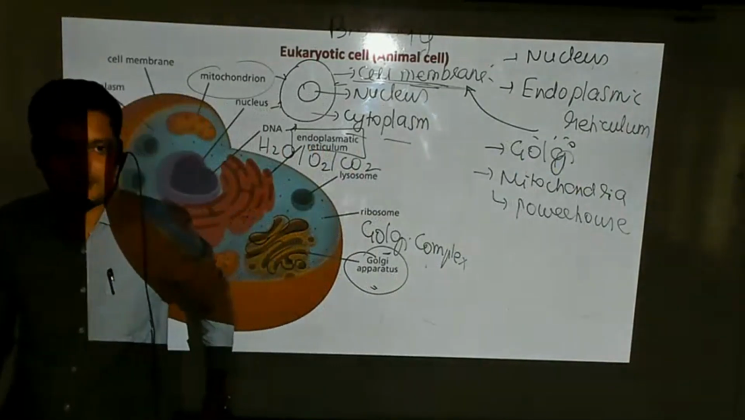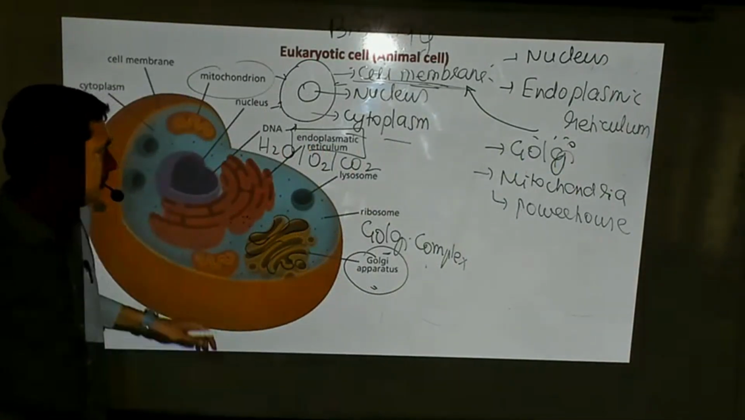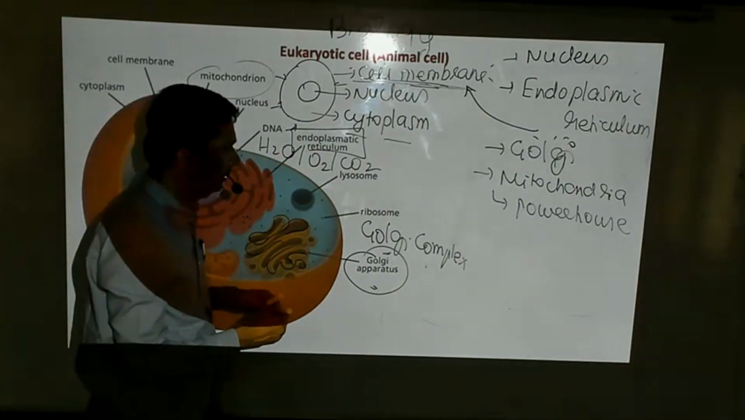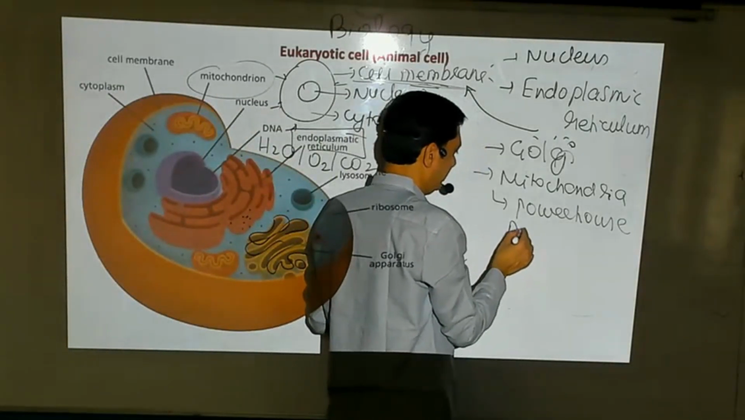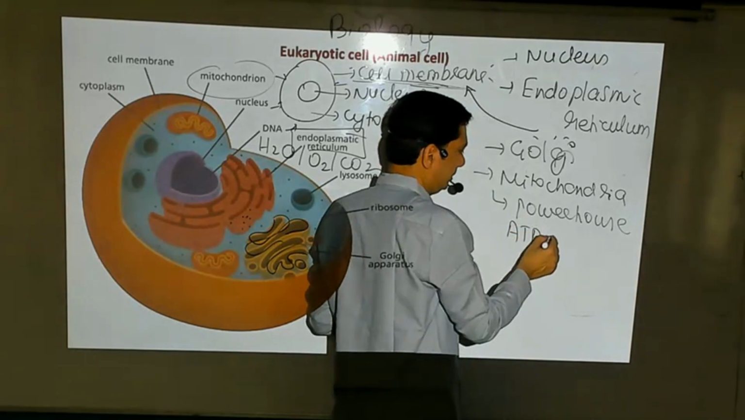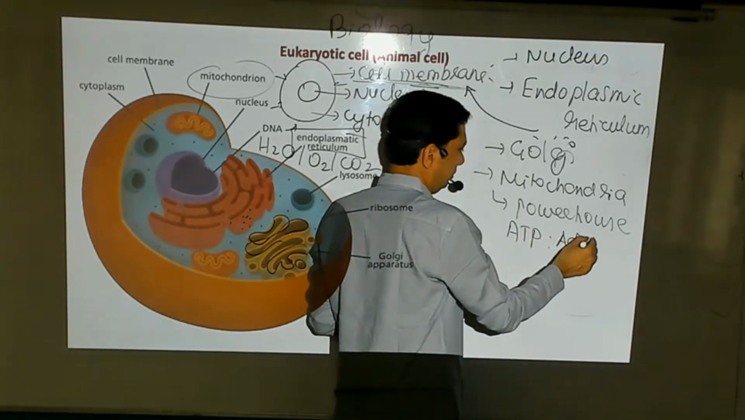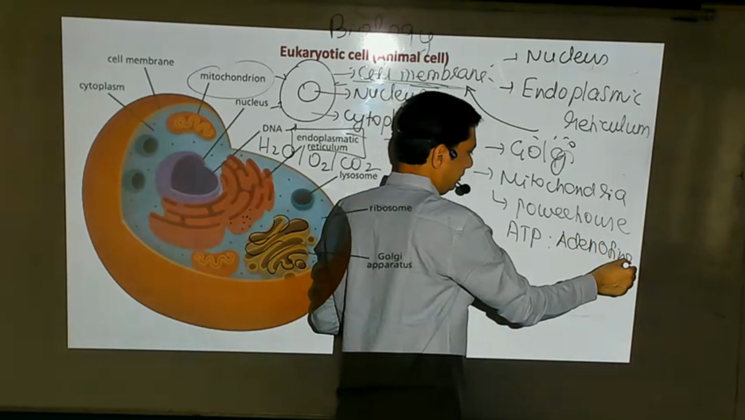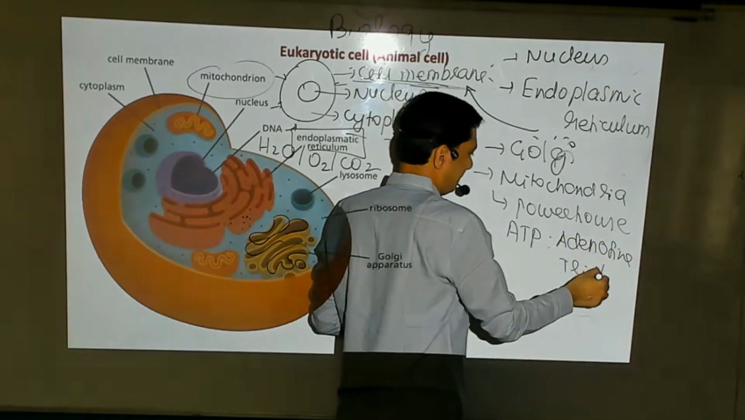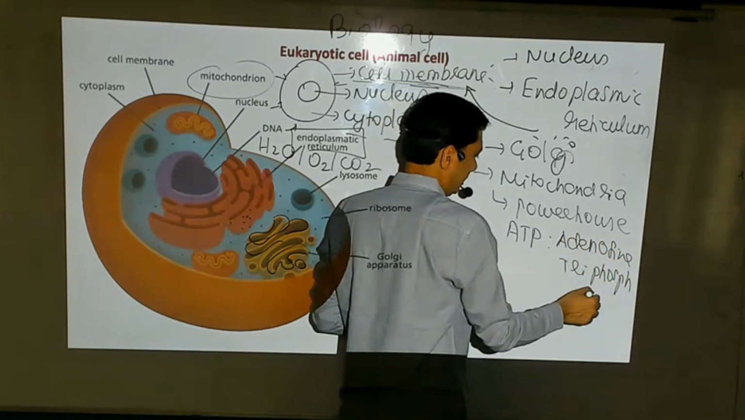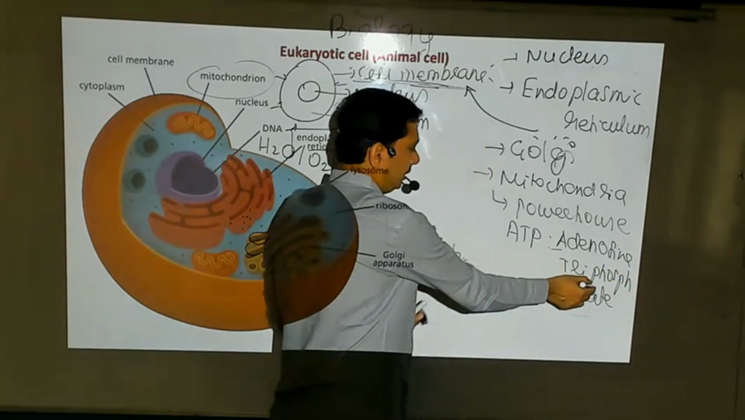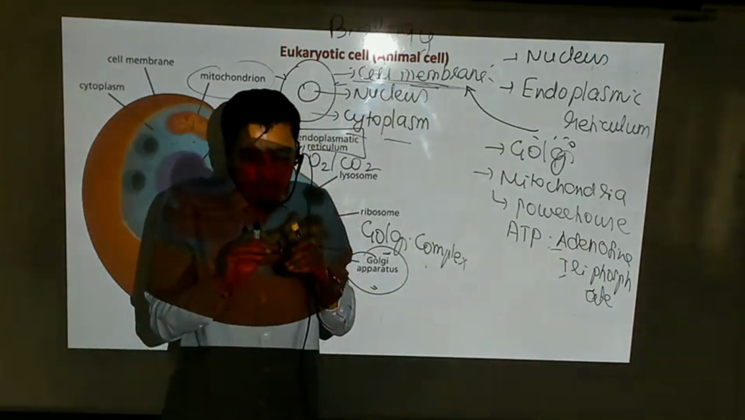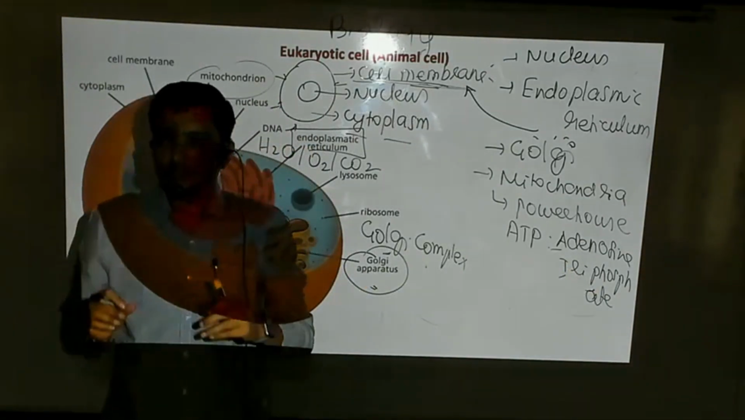I guess you know this. Mitochondria produces power in the form of, correct, ATP. ATP stands for adenosine triphosphate. ATP is a chemical. When you break it, you release energy.